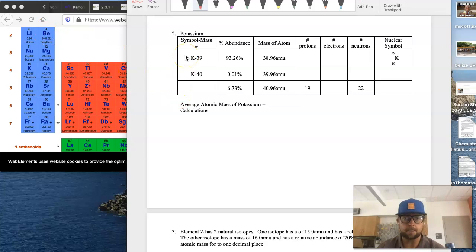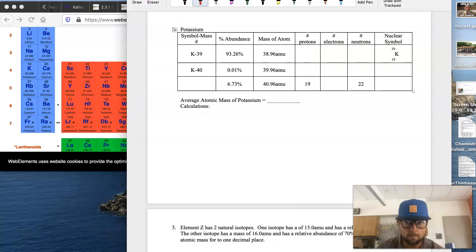Even though an example is given for hydrogen on how to find the average atomic mass, I thought it'd be helpful to go through one example. So I'll do the potassium. If we're going to complete this table first, that will be helpful. So K39 means atomic mass of 39.